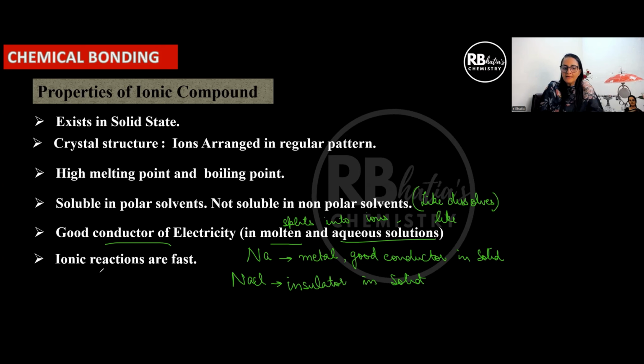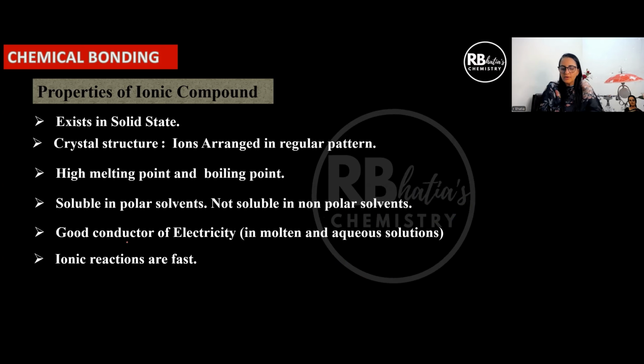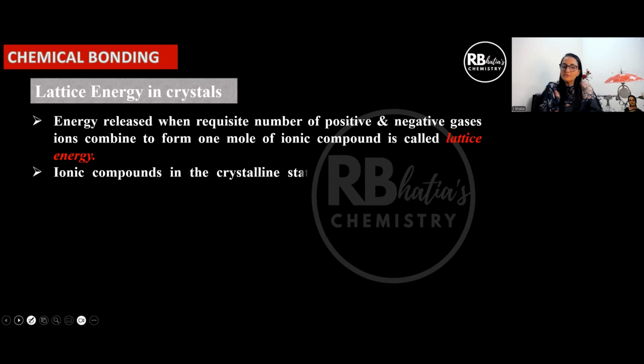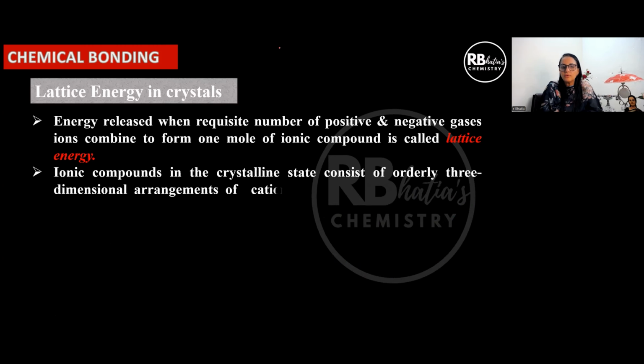Right? And ionic reactions are fast reactions. Why are they fast reactions? Because no bonds need to be broken. When you put them in water, they separate into ions and they quickly interact with each other to form products. And it does not exhibit isomerism, which is not very important at this stage. Now, what is the lattice energy? We've already discussed.